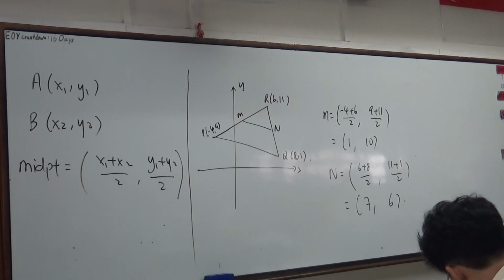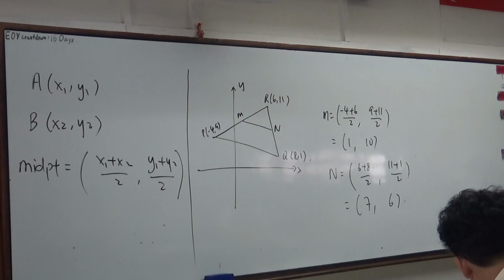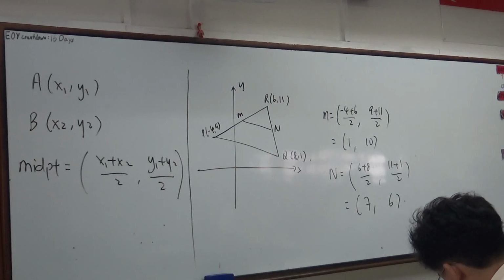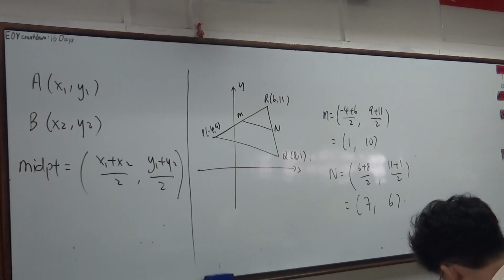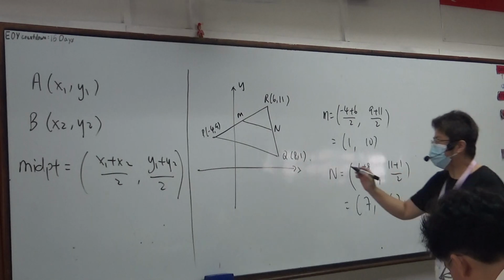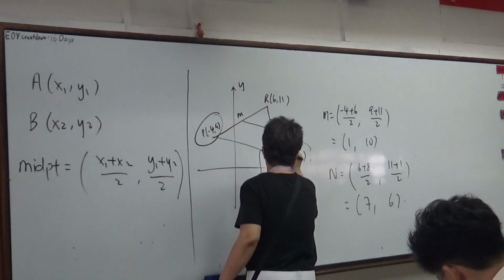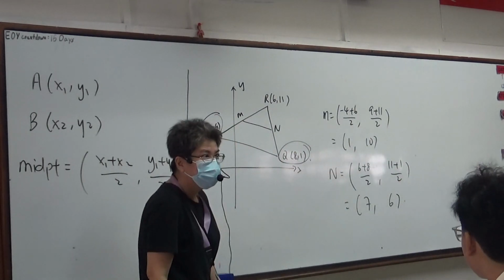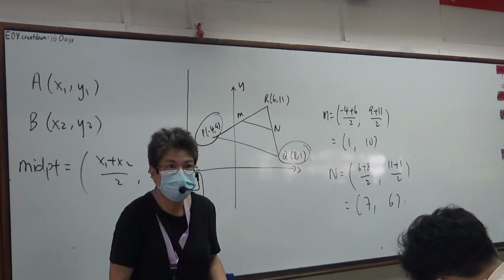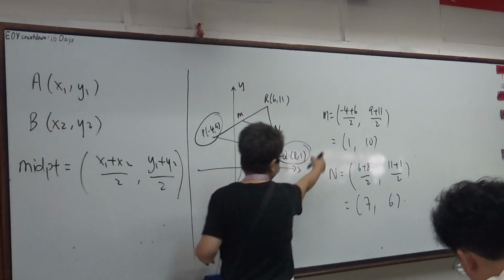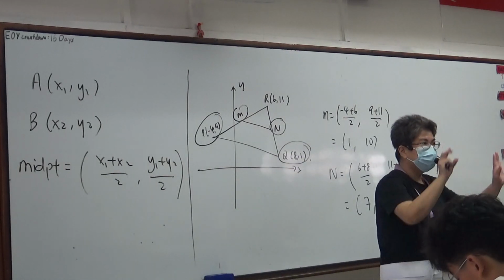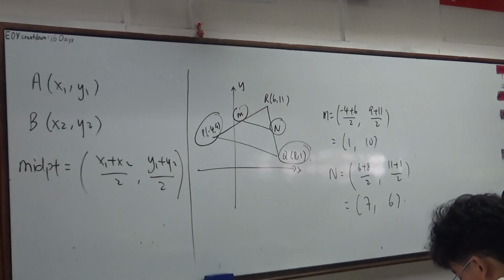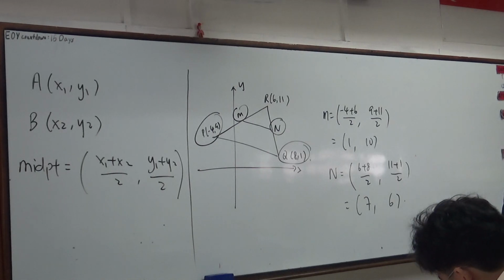Part 2. Show that PQ is 2 times MN. Now, I'm not going to go through this. Can you see, with these coordinates, I can find the length of PQ. I can use the length formula, right? Then, after I find this, I can also find the length of MN, right? Then I show that it's 2 times. Do you understand? Can or cannot?